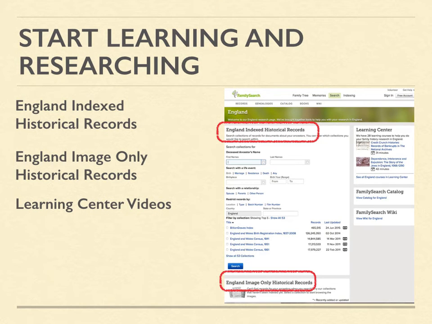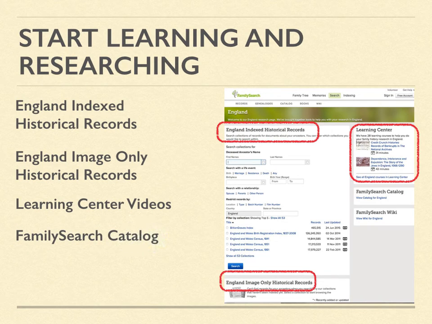The next is the Learning Center videos. I mentioned one earlier, but there are over 500 Learning Center videos available for free. The FamilySearch catalog that I also mentioned is linked here from the page, as is the FamilySearch Wiki.